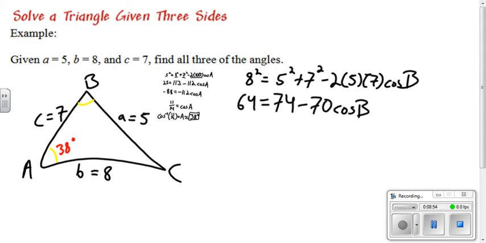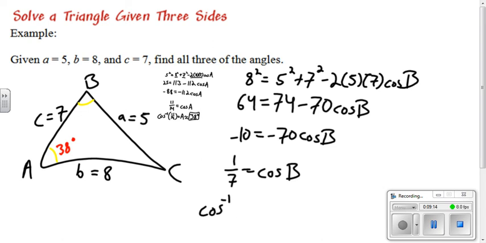Subtract the 74 from both sides. We're left with negative 10 equals negative 70 times the cosine of b. And divide negative 70 on both sides. So negative 10 divided by negative 70 comes out to 1/7 equals cosine of b. And again, we have to take the arc cosine of 1 over 7 to get b, in which case we could say then that b comes out to approximately 82 degrees. Again, you just plug that right in.